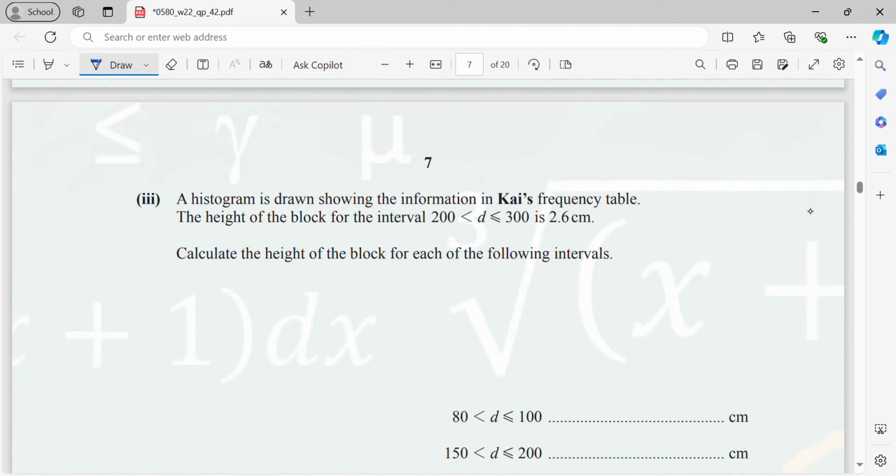Okay, part 3. A histogram is drawn showing the information in CAIE's frequency table. The height of the block for the interval between 200 and 300 is 2.6. Calculate the height of the block for each of the following intervals.